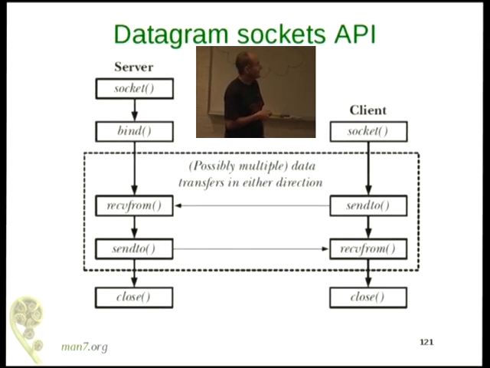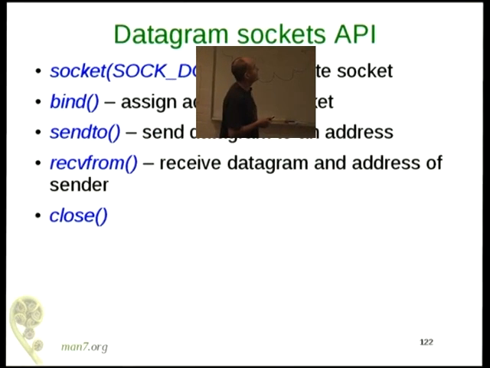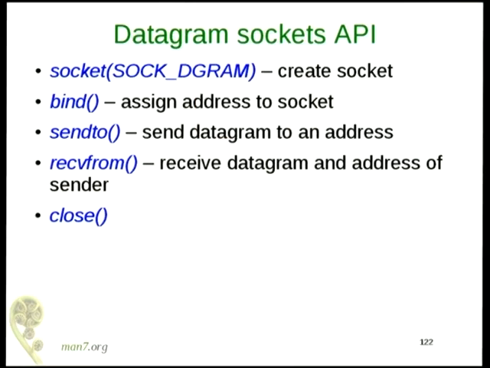Receive from has the capacity to also, as well as receiving the data, to receive the sender's address. So after a receive from, you can typically turn straight around and do a send to back to the address that you've just discovered. And again, when the two processes are finished, they can close their sockets. Any questions? Okay, again, the same information summarized.